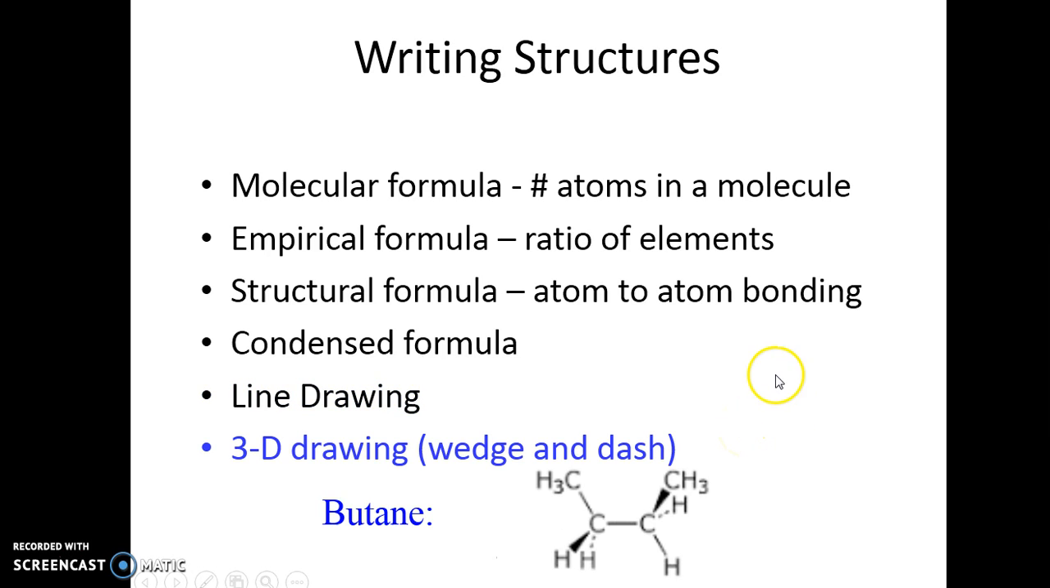And then the wedge and dash drawing is actually giving you a three-dimensional picture. In this picture, we have carbon, carbon, carbon, all in the plane of the screen. This hydrogen is coming out at you, and this hydrogen is going back behind the screen. This carbon is coming out at you, that hydrogen is going back behind the screen. And we use this when we want to emphasize the three-dimensional arrangement of a tetrahedral atom. You see, here and here, carbons are both tetrahedral, so we're actually showing how it arranges in space. These carbons are also tetrahedral, but we just didn't bother to show their three-dimensional drawing.